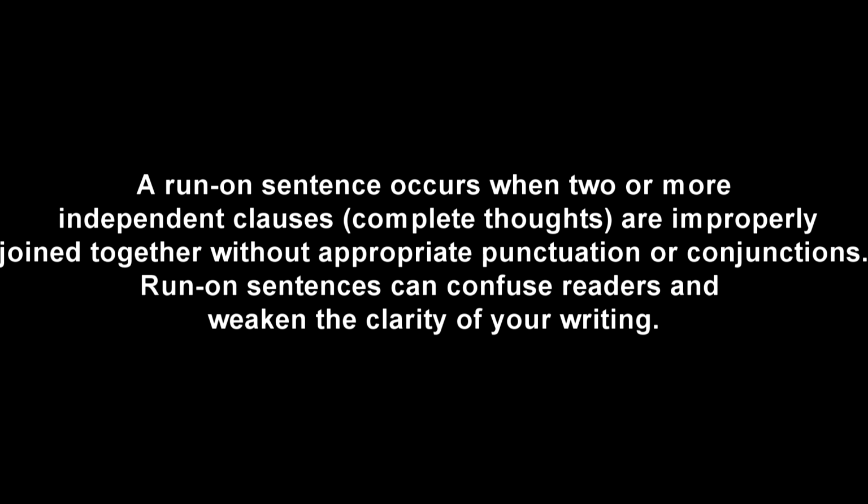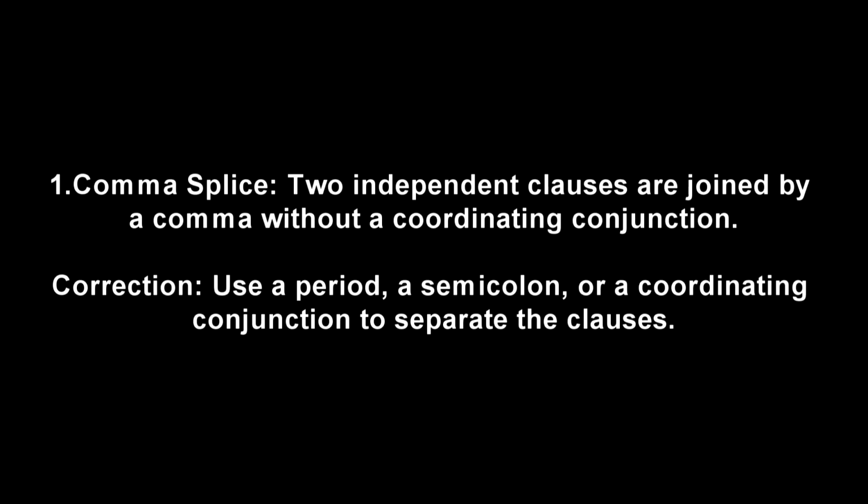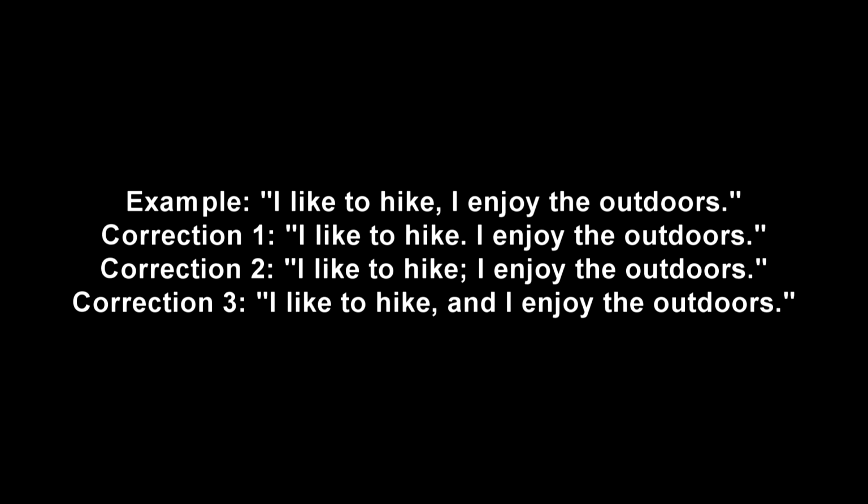Run-on sentences can confuse readers and weaken the clarity of your writing. Types of run-on sentences. 1. Comma splice. Two independent clauses are joined by a comma without a coordinating conjunction. Correction. Use a period, a semicolon, or a coordinating conjunction to separate the clauses.